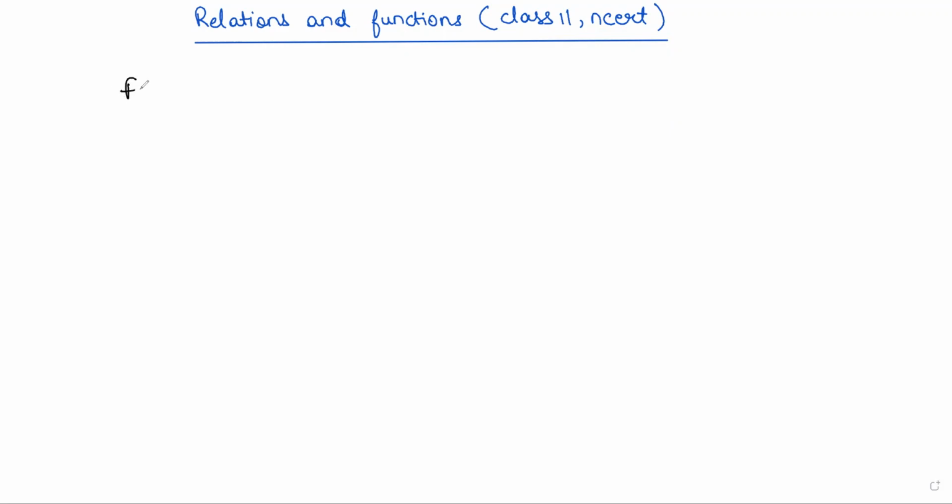We were discussing relations and functions. In the earlier two classes, we covered ordered pairs, Cartesian product, and relations. In this class, we'll discuss functions.